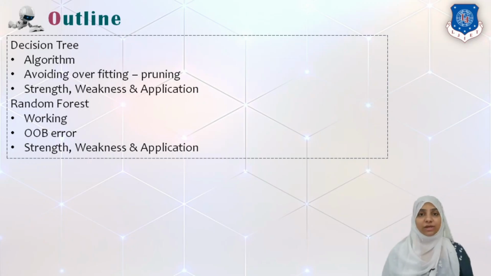Hi, in today's video we are going to study the algorithm for decision tree. We will see how to prune different methods for decision tree. We will also look into strengths, weaknesses and applications of decision tree. Followed by, we will see the working of the random forest method, how the out of bag (OOB) error is computed in the random forest method, followed by strengths, weaknesses and applications for the same.